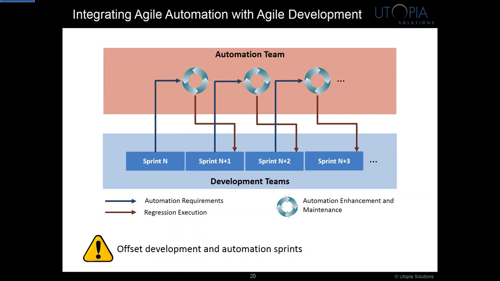Is it possible? Sure, but a lot of things have to line up for that to happen. We found that it's better to separate out the two cycles and have the development sprints generate requirements for the automation sprint. It's then much more realistic to target the end of the next sprint, N+1 or maybe even N+2, depending on the situation, for those new automation features to be implemented.